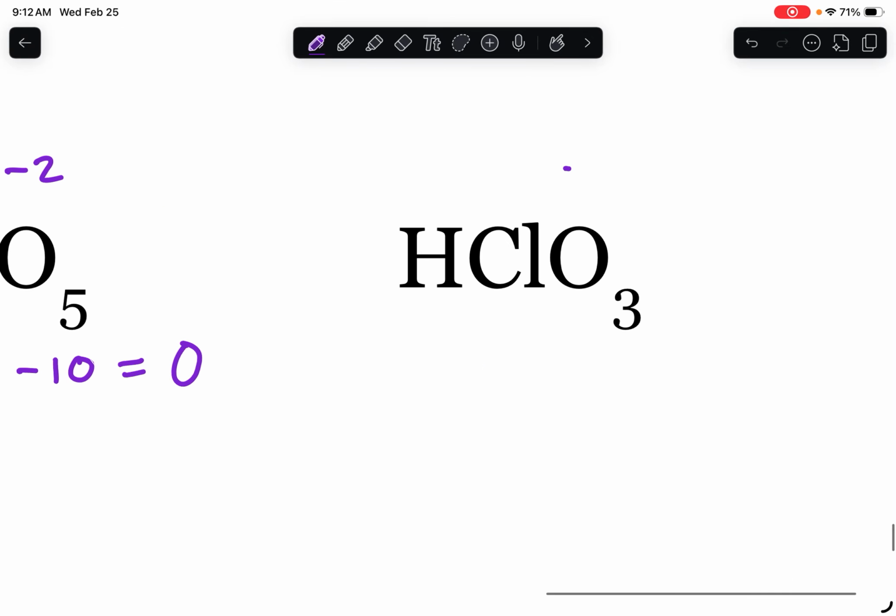Over here we have -2 for each individual oxygen. So we have a total of -6 from the oxygens here. All of the elements added up should be 0 for the oxidation state. We don't have a rule for chlorine, but we can move to hydrogen because we do have a rule for hydrogen. Hydrogen's oxidation state is +1. There's only one hydrogen, so the total for hydrogens is +1.